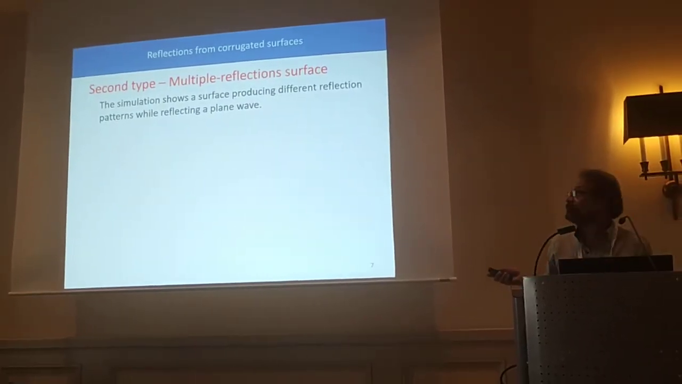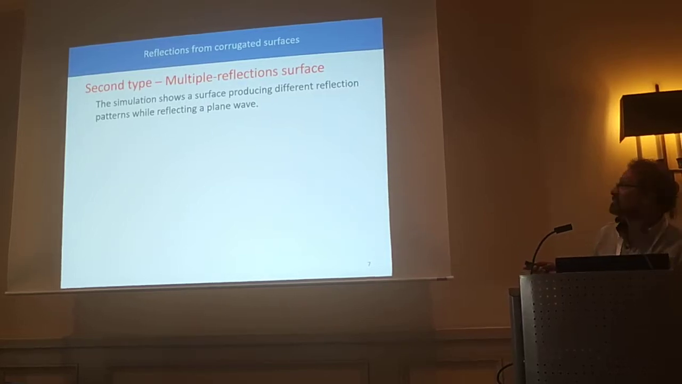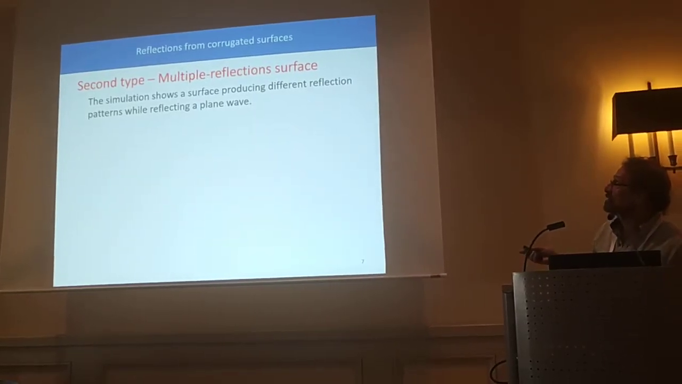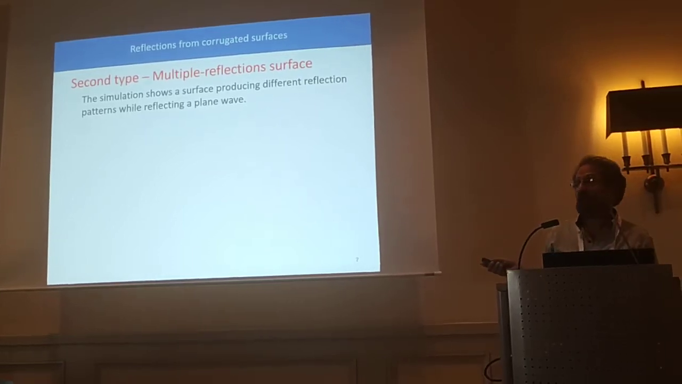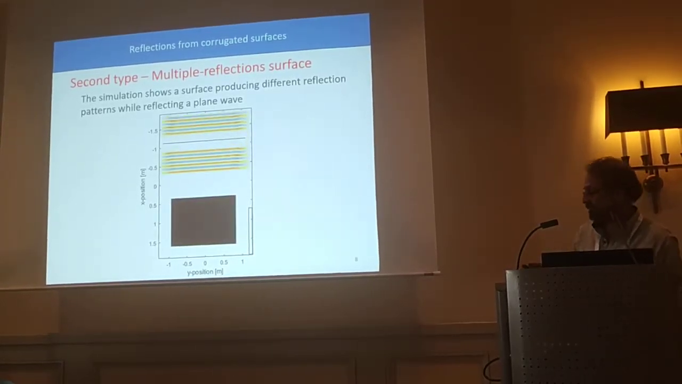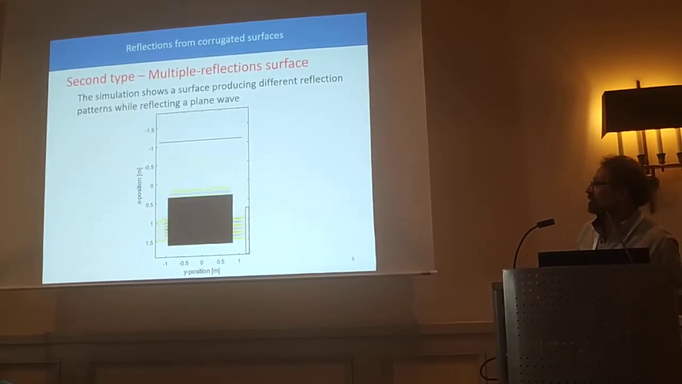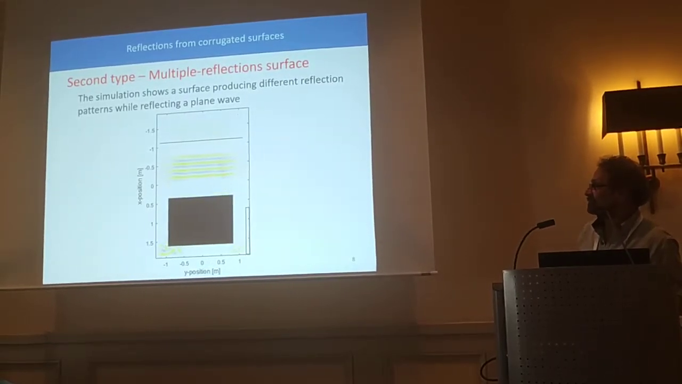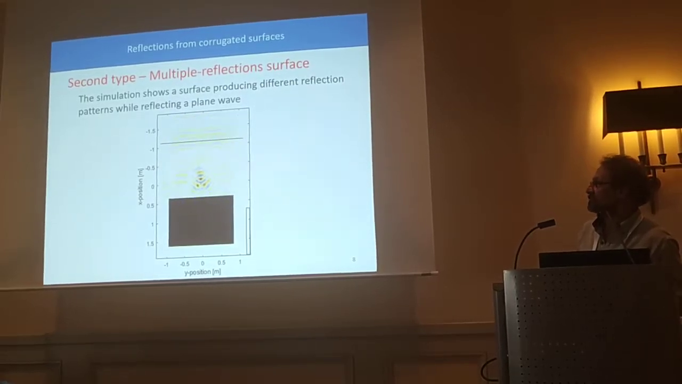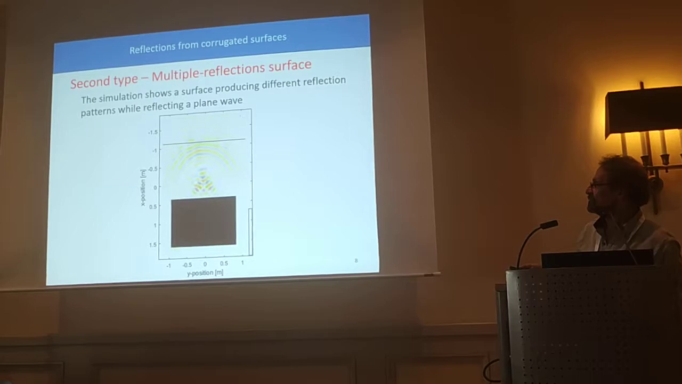Second type, multiple reflection surface. The simulation shows a surface producing different reflection patterns while reflecting a plane wave. This is the example. On the top there was a treatment: first reflection, second reflection, third reflection, and a fourth reflection.